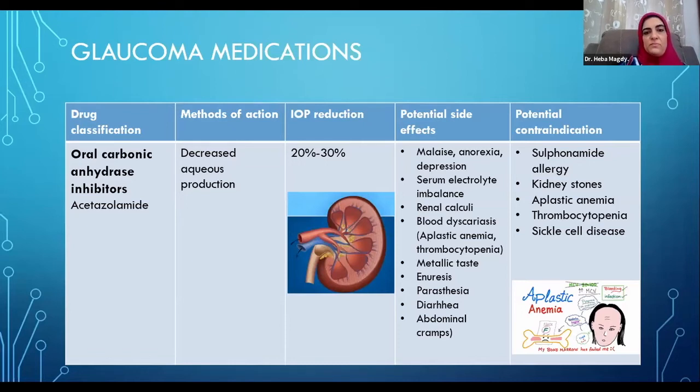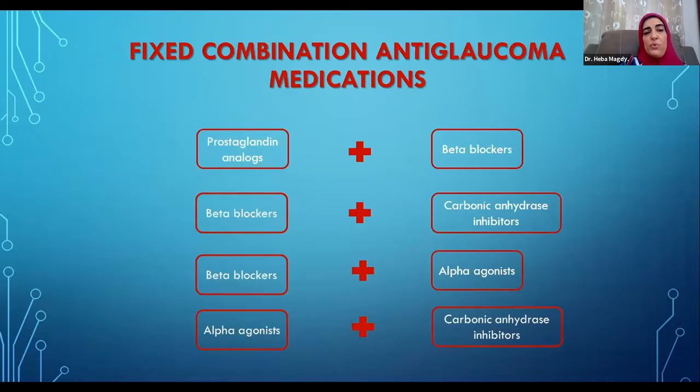for example, before surgeries. Okay. And we have, of course, the blessing of the fixed combinations of anti-glaucoma medication: prostaglandin with beta blockers, beta blockers with carbonic anhydrase inhibitors, beta blockers with alpha agonists, and alpha agonists with carbonic anhydrase inhibitors.